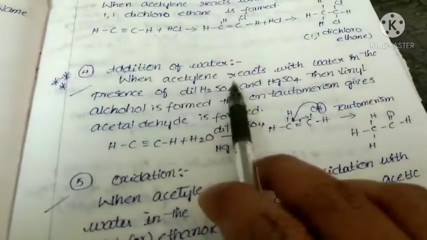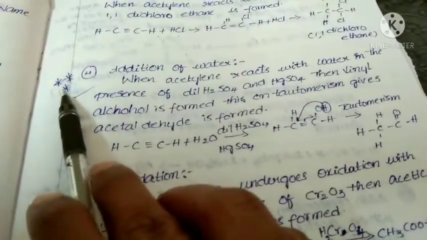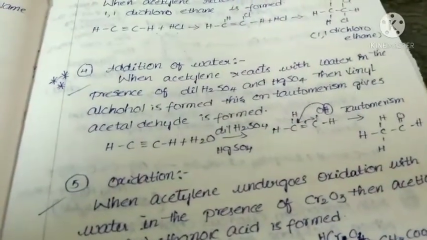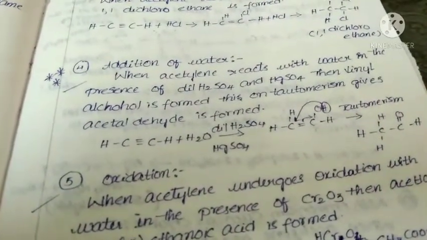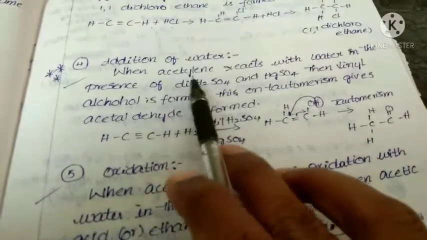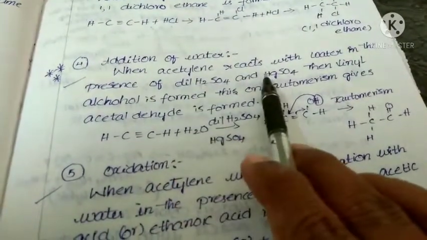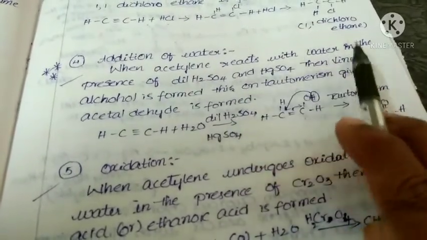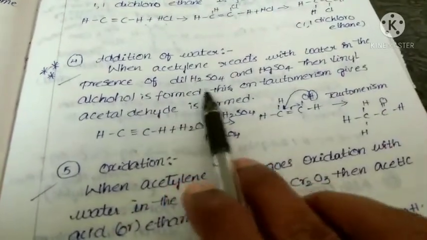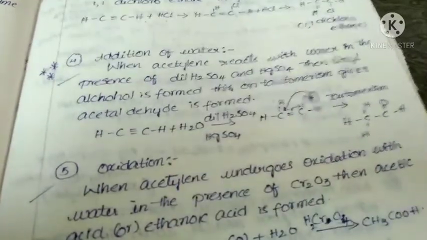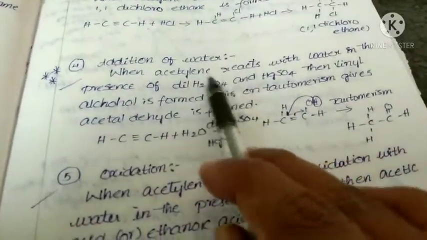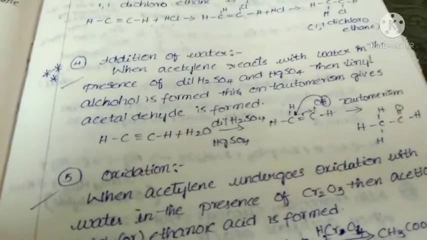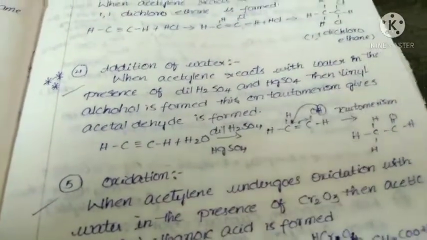Next, addition of water. This is very important, students. See here, star marks are mentioned. That indicates that this is a very important reaction. What you have to understand? When acetylene reacts with water in the presence of dilute H2SO4 and HgSO4. Whenever dilute H2SO4 and HgSO4 are present, you have to think that the acetylene is going to react with water.